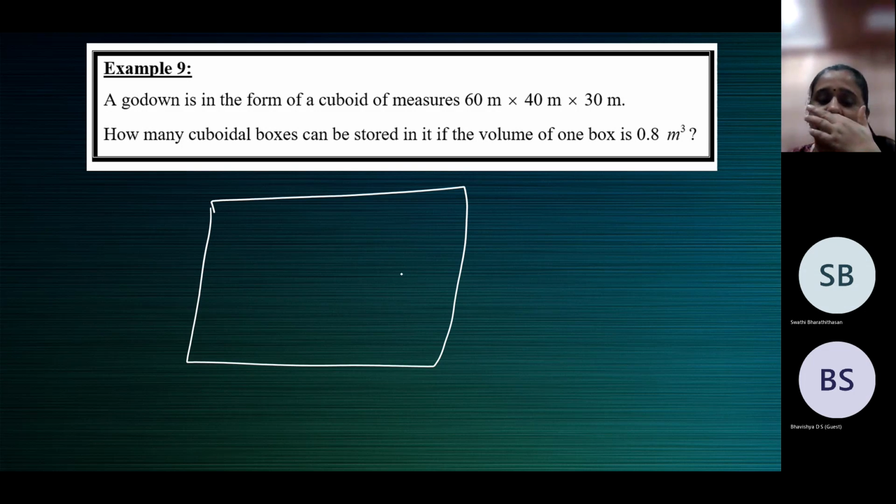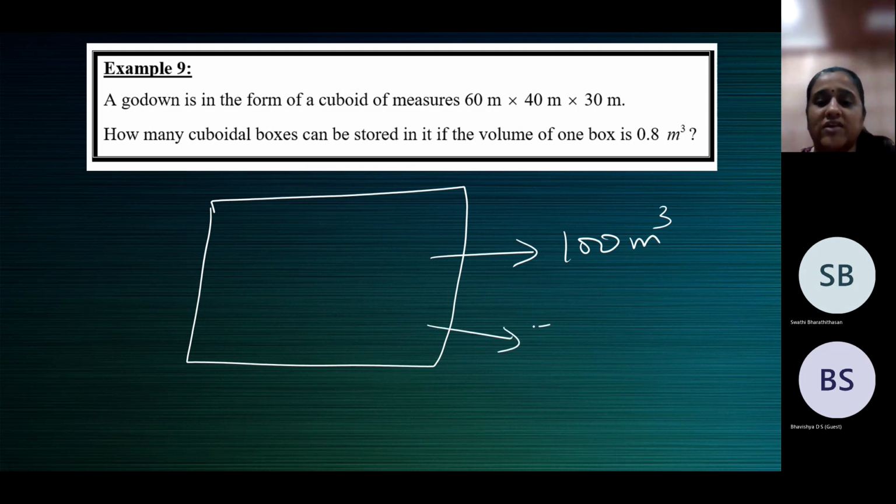So a godown is in the form of a cuboid. So it's a cuboidal room, basically a big room. Now, supposing the volume of the cuboid is say 100 meter cube. You want to store many identical boxes in it, and say the volume of one box is 5 meter cubed. Identical boxes in the godown, and each box has a volume of 5 meter cubed, and the total volume of the godown or the cuboidal room is 100 meter cubed.